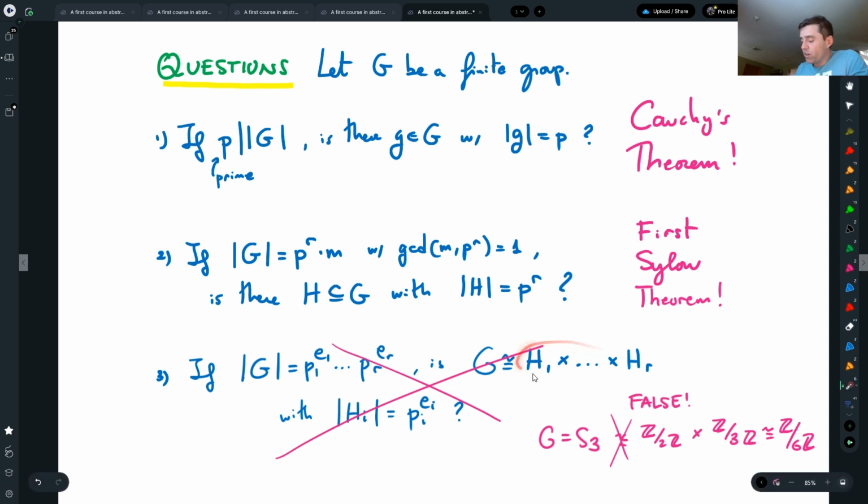But maybe there is some sort of salvage that one could do. Instead of direct products, there might be some other operation that does that job. That is also in general not true, but there are some groups where we can replace a direct product by what we call a semi-direct product and prove something of this form. So we might get there, but this is too strong. We are going to be able to prove these two big theorems, Cauchy's theorem and the first Sylow theorem, and then the second and the third Sylow theorems, using essentially just group actions. So let's define what a group action is.